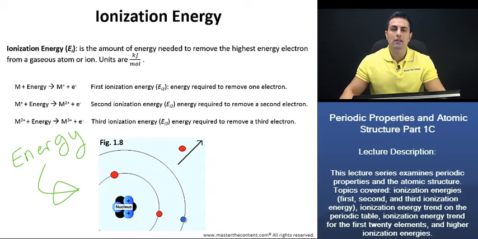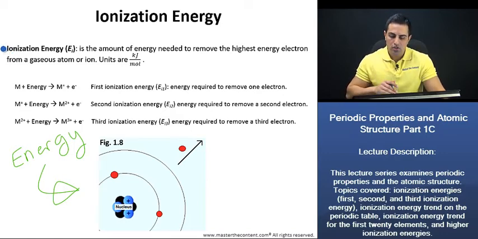Now, if that electron gains enough energy, it can actually be removed from the atom. And once that electron is removed from the atom, we're left with an ion. And it's an ion because it has lost an electron. Now, the amount of energy that it took to actually remove this electron, that energy is what is known as the ionization energy.